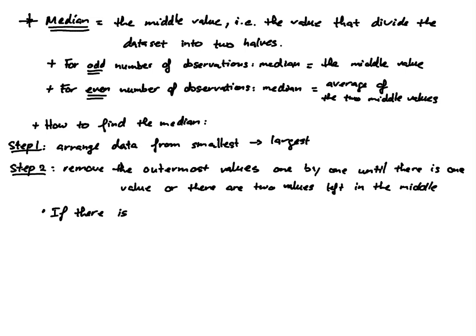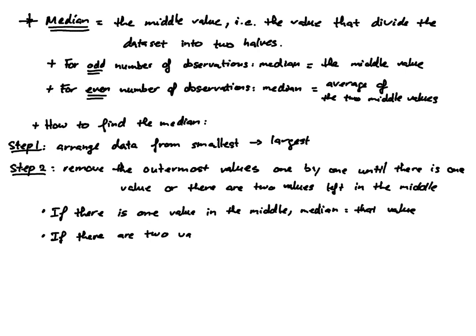If there is one value in the middle, then the median is equal to that value. And then if there are two values in the middle, right, the median is going to be the average of those two values.